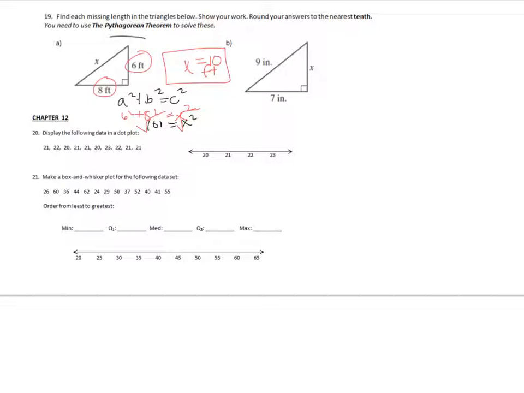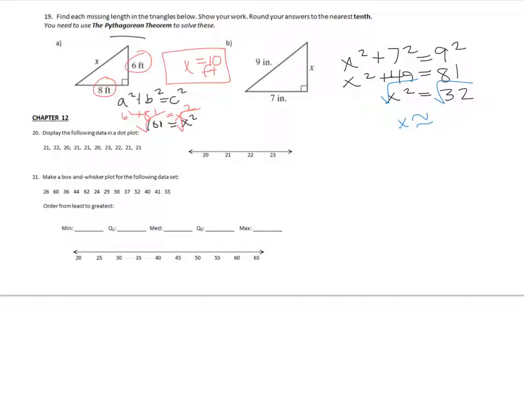So for this one, your two short sides are x and 7. So you do x squared plus 7 squared equals 9 squared. X squared plus 49 equals 81. Subtract 49 and you get x squared equals 32. And then you take the square root.